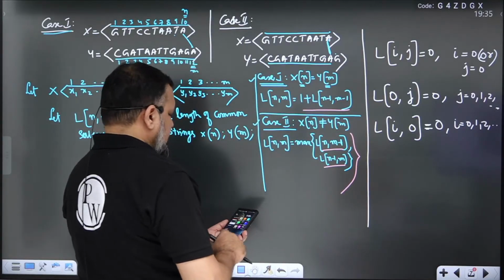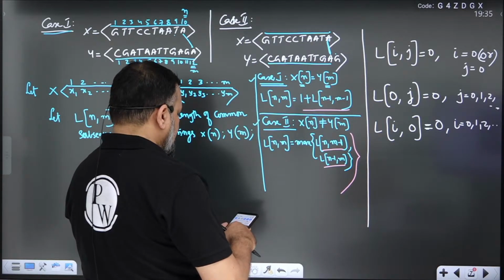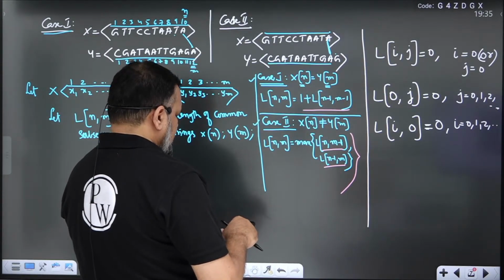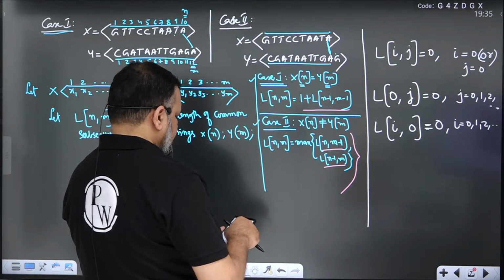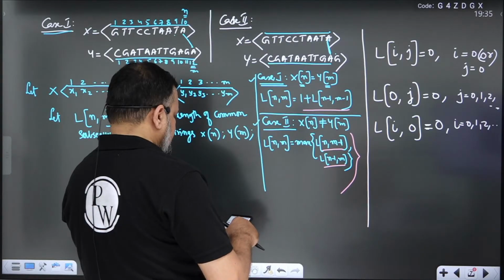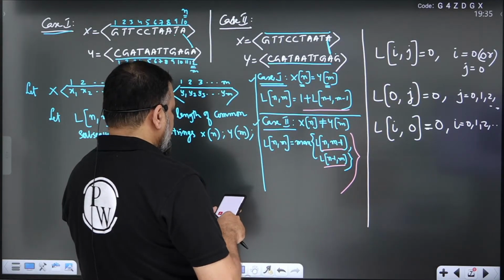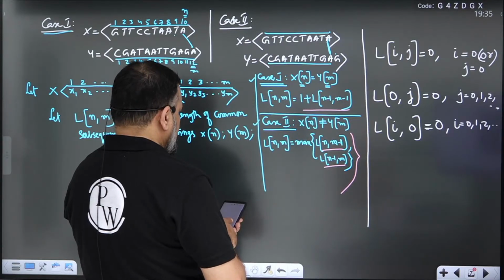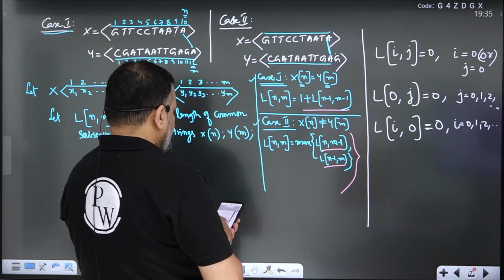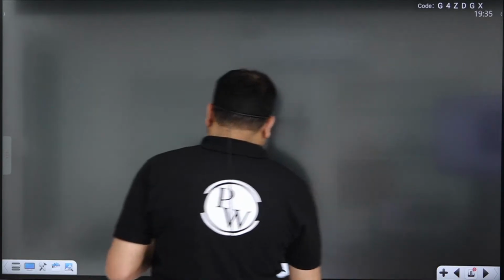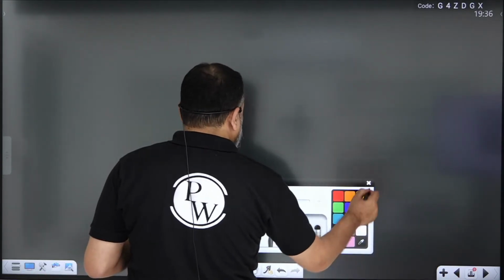ठीक है, तो I will take one simple data set I have. वो डेटा सेट में हम देखेंगे, I will take this data set, just give me a second. एक सिंपल डेटा सेट है, that's why I prefer to take this data set. I'll take a new page. I want to find the LCS of the following. Please observe.